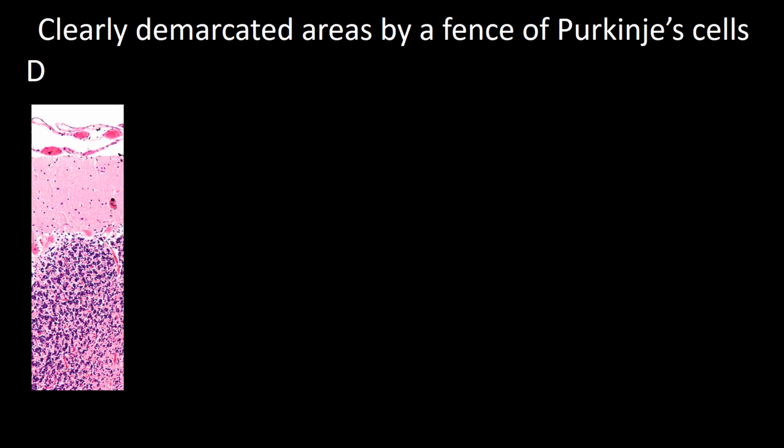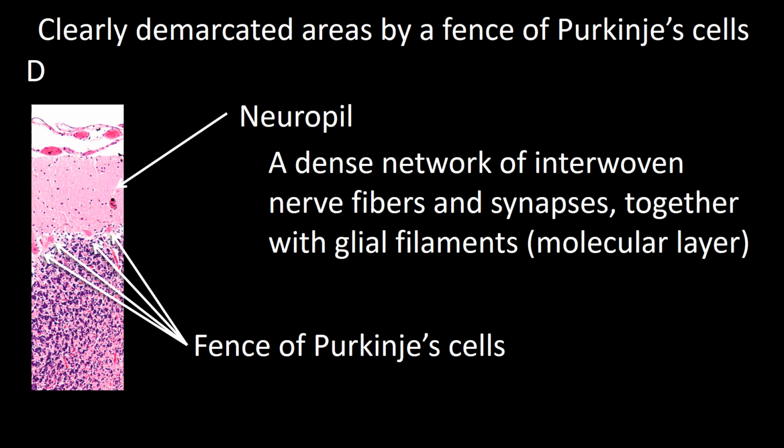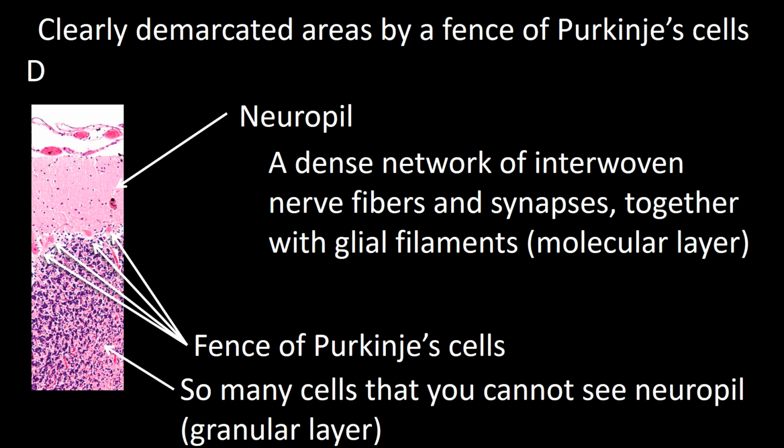Specimen D consists of two clearly demarcated areas by a fence of Purkinje cells. Towards the Purkinje cells' dendrites, we have regular neuropile, the molecular layer. Towards the Purkinje's axon, there are so many small cells that the neuropile can hardly be seen. This is called the granular layer.